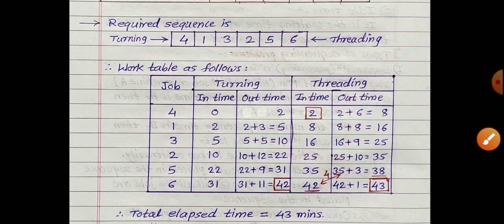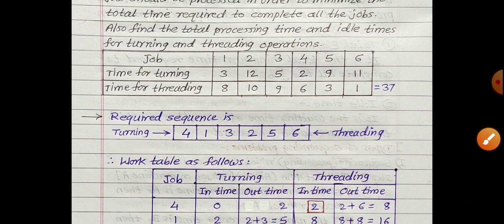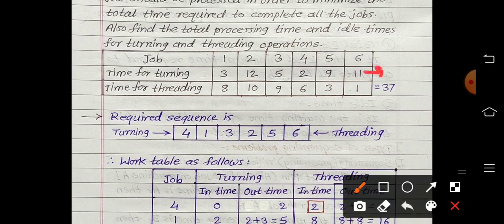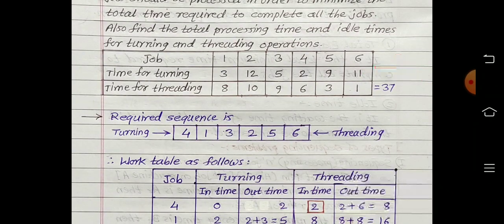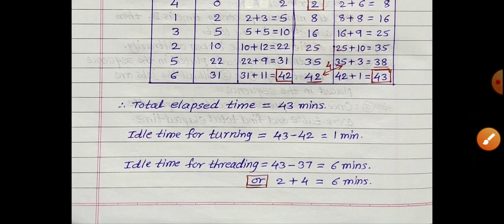What is the total time required for the first machine? That is here. We are making the addition, so we are getting the answer 42. Clear? So that we subtract here. And last one, idle time for the threading.